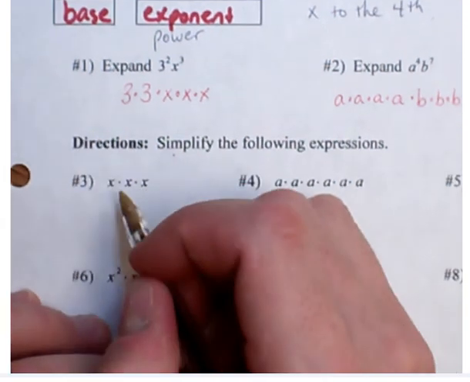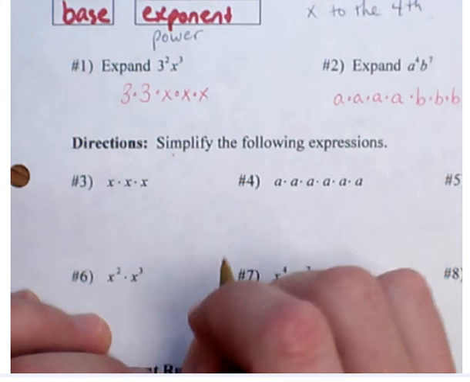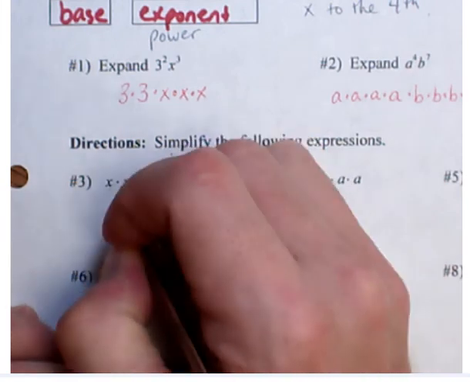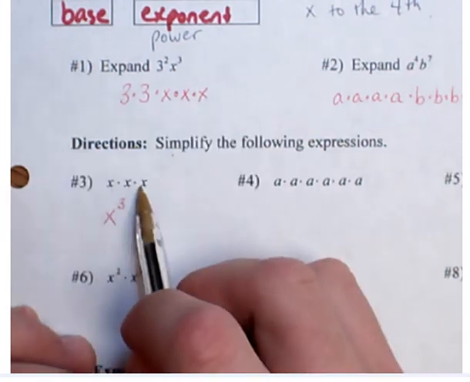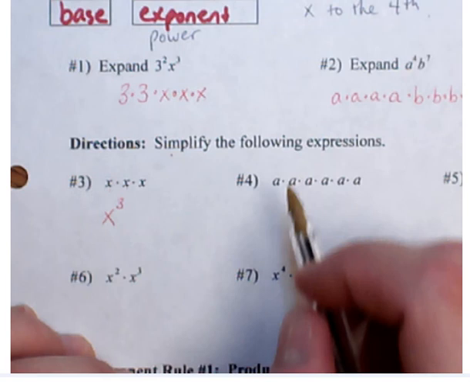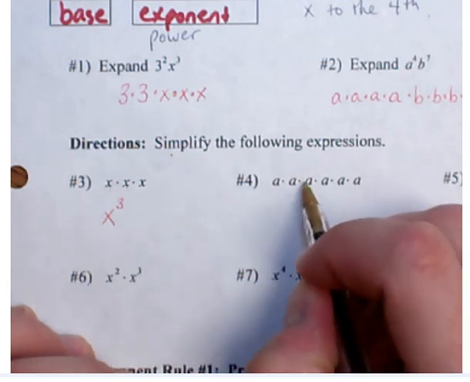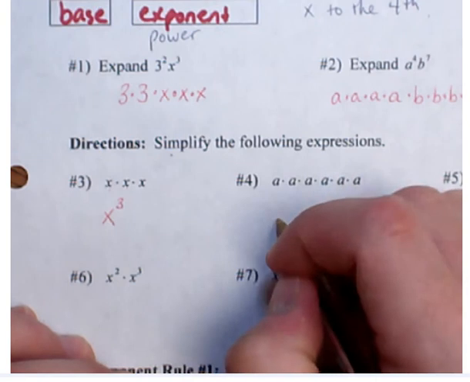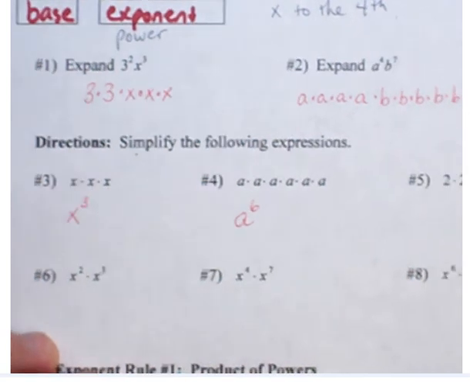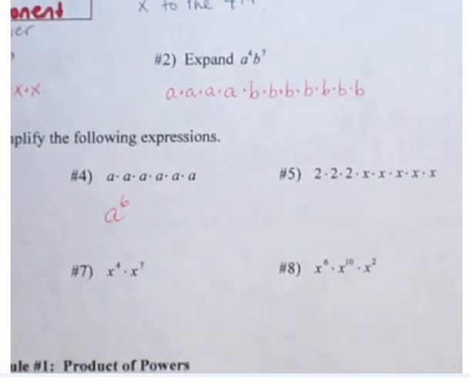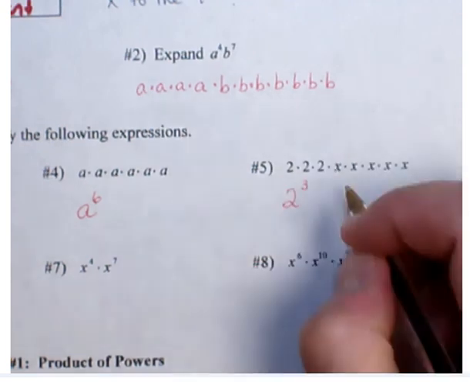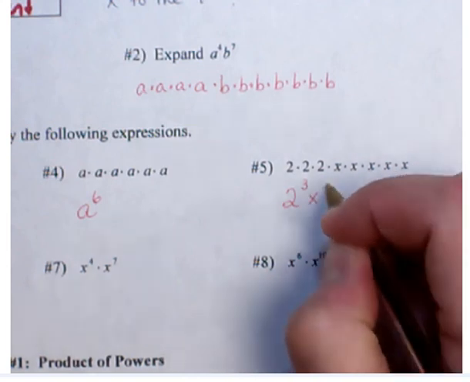So number 3, you have x times x times x. If you're going to write that using exponents, x is the base, and for the exponent you count the number of times you're multiplying it, it's 3. X raised to the 3rd power, or x to the 3rd. In number 4, a times a times a times a times a times a, the base is a and the exponent is 6. A raised to the 6th. How many a's are multiplying? 6 of them. Number 5, 2 raised to the 3rd, and then x raised to the 5th.